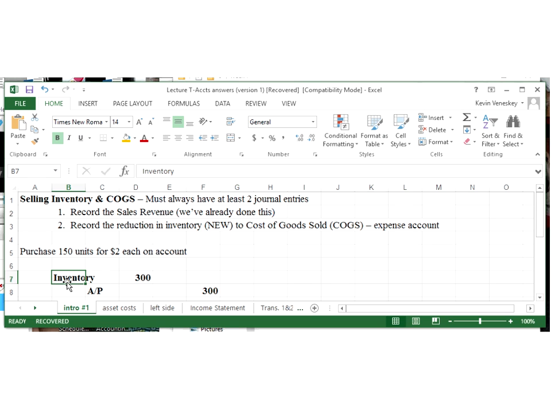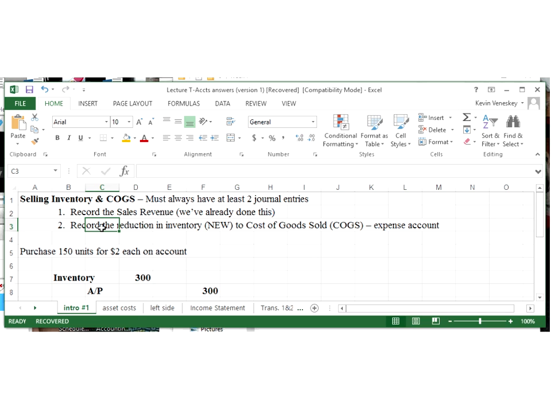Inventory is similar to a prepaid account. So it's something that I still have or I still own, and I will get the benefit of it, meaning I will sell it and get money in hopefully the near future. So right now it's considered an asset because I own it.